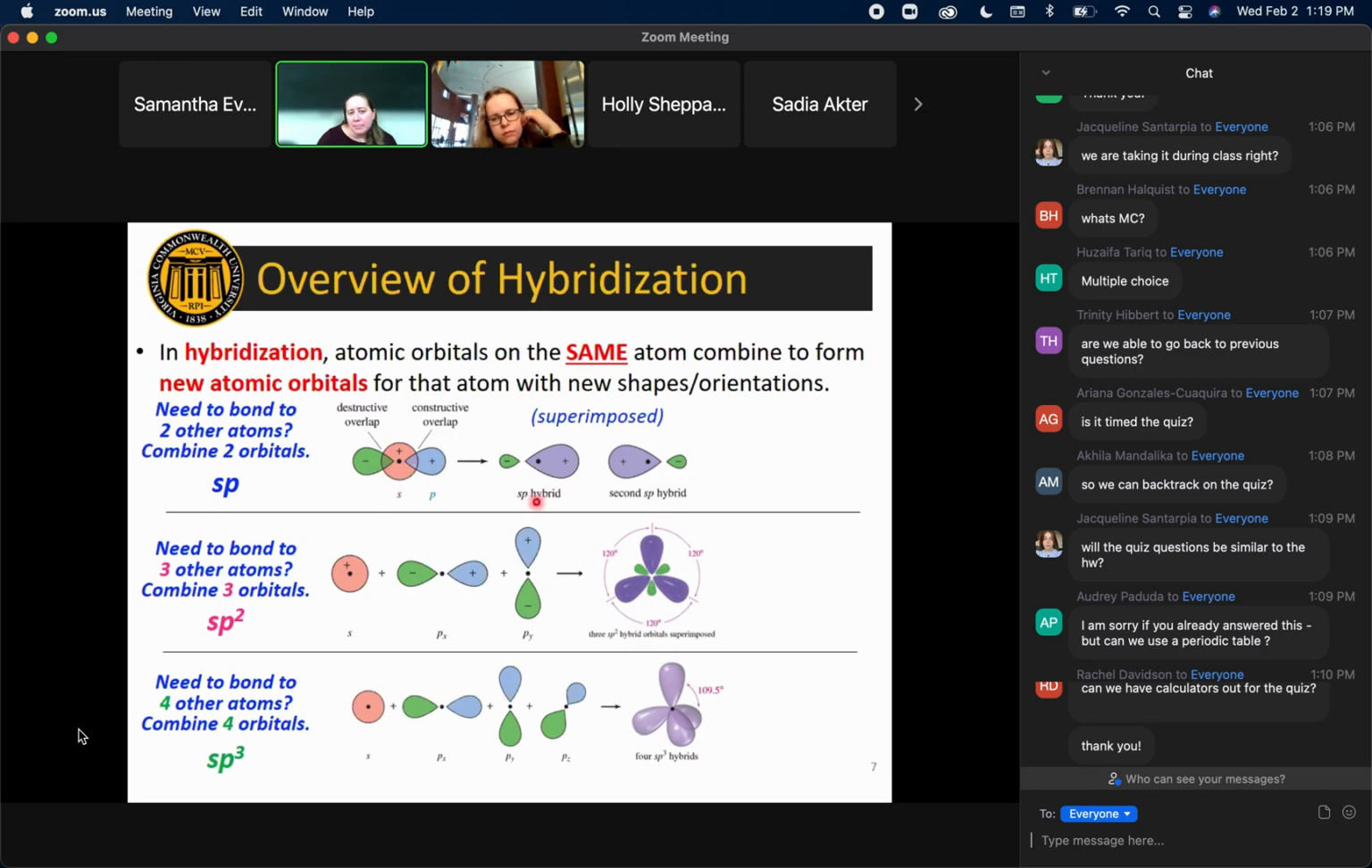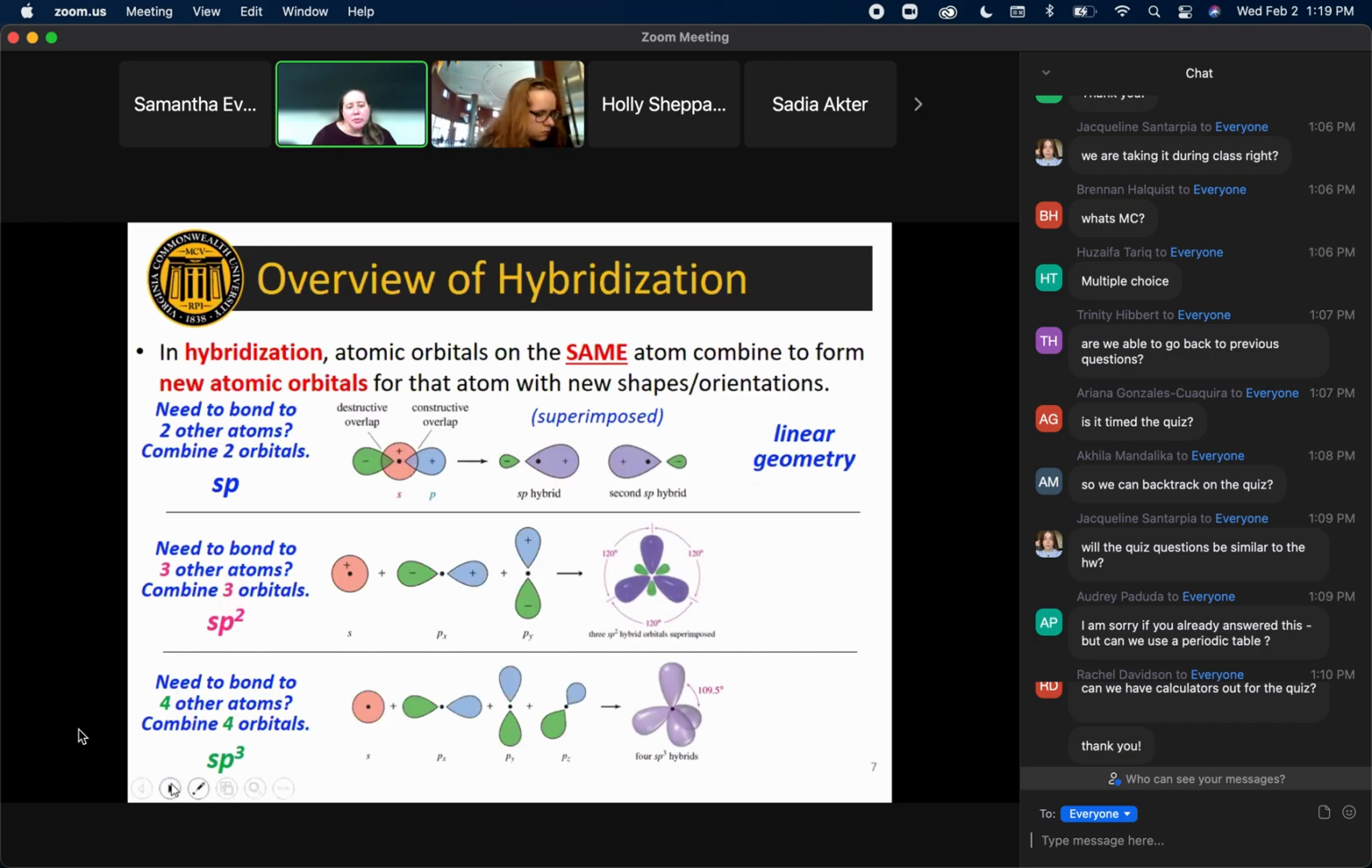We have 3 different types here that we can access, depending on how many other things we need to bond to. What that means is that this is also going to tell us something about the shape of the molecule in that region. If you have sp hybridized and you're bringing in these 2 orbitals and making these 2 hybrid orbitals, you can see the orientation is going to be out to the right and out to the left based on the p orbital that came in.